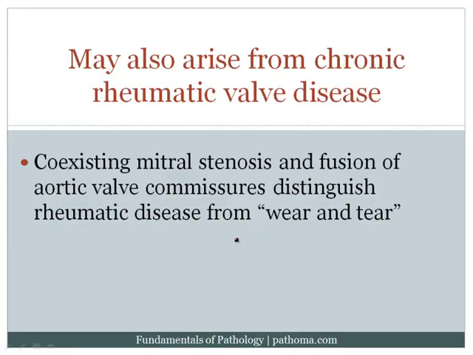Now, we can also get aortic stenosis from chronic rheumatic valve disease. So, as I stated just a few slides back, one of the complications of chronic rheumatic valve disease is stenosis, and you get stenosis of both the mitral valve as well as the aortic valve. Now, how are we going to distinguish stenosis from rheumatic disease versus stenosis again from wear and tear?